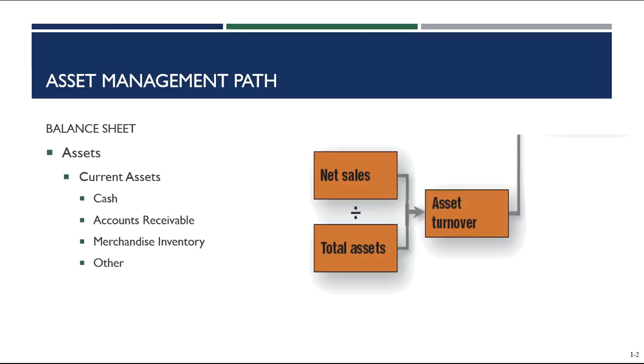Current assets are assets that can be converted to cash within 1 year. So if a retailer was in trouble or they needed some money to pay off some liabilities, this is money that they could get to pretty quickly.